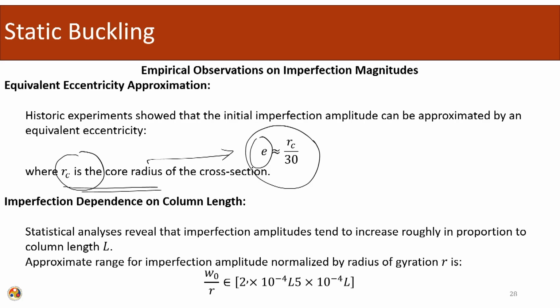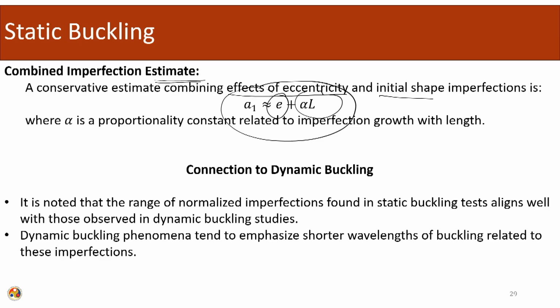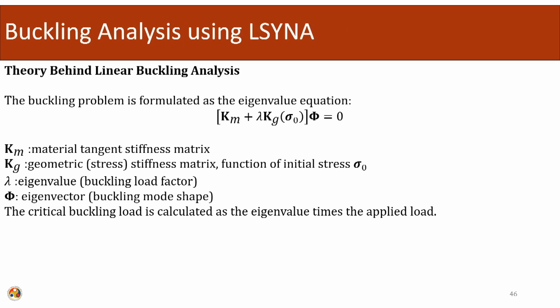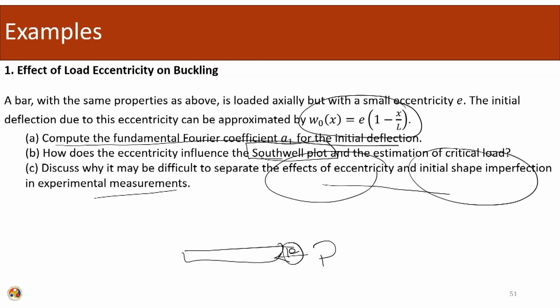Imperfection also depends upon the column length. So as per the length equation we tried to approximate an equation to estimate the imperfections. After that we combined both the effects, due to eccentricity as well as the initial shape functions, in one combined equation. So this is how we dealt with the things out here. So now we are going to do one example dealing with these things.